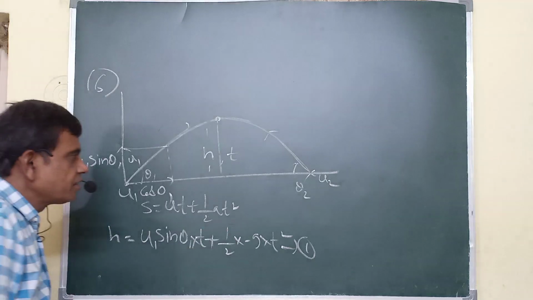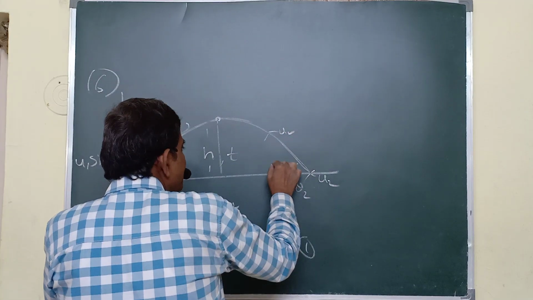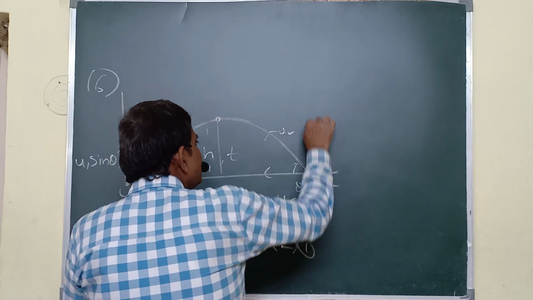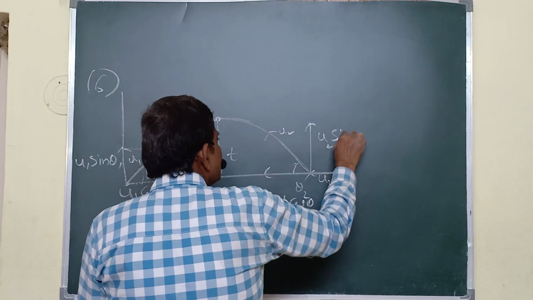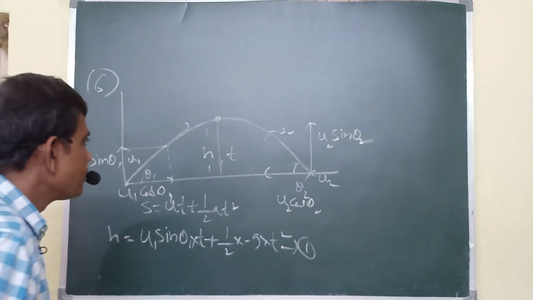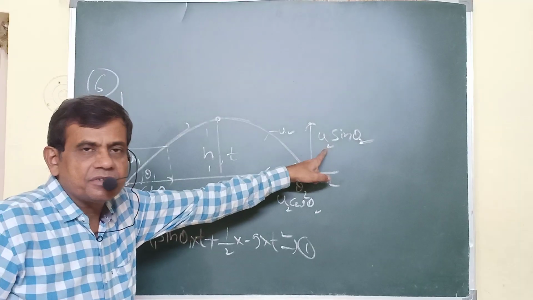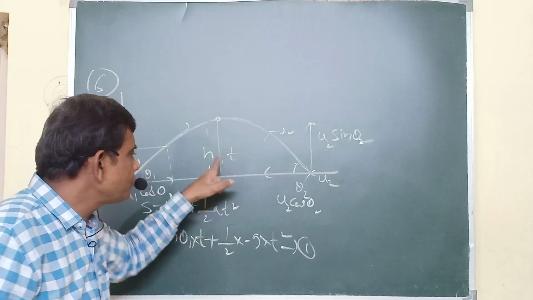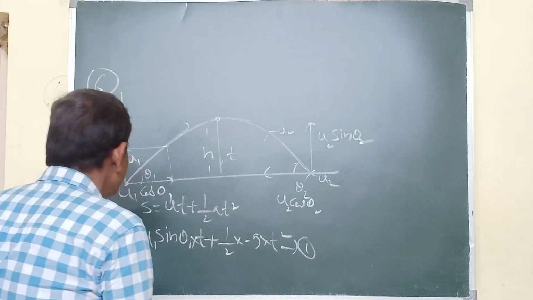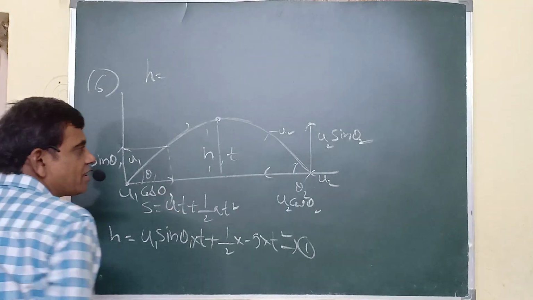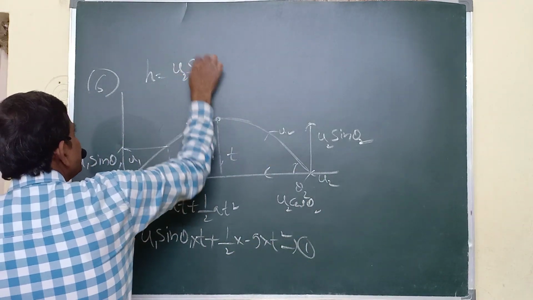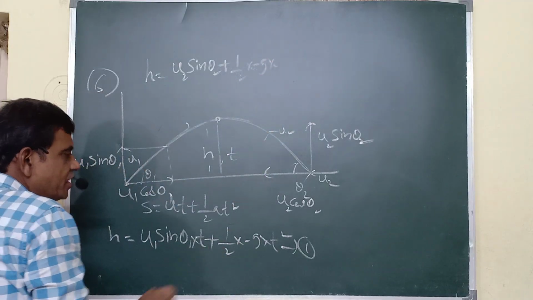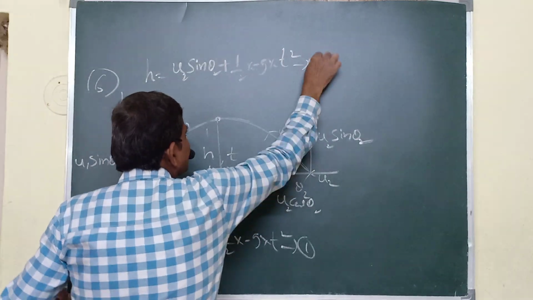Similarly, take the second one, with the u2 velocity. The horizontal component is u2 cos theta 2, and the vertical component is u2 sin theta 2. What is the initial vertical velocity? u2 sin theta 2. The height it reaches in time t is again H. So H equals ut plus half at square, where the initial velocity is u2 sin theta 2, plus half into minus g into t square, with the same time t. This is the second equation.